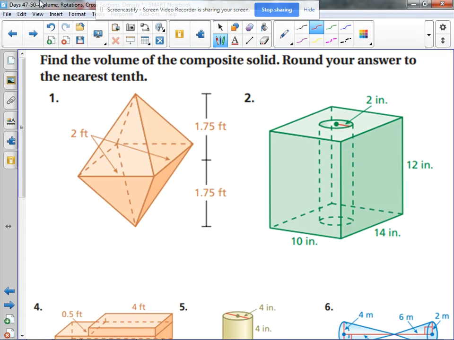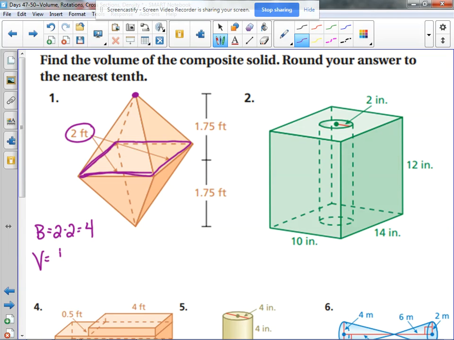Let's look at the right side of the paper there. Number one, we have two square pyramids put together. Okay, how do I know that they're square pyramids? Well, this is the base, and based on the way it's labeled, it's got 2 feet pointing to both those sides. So that's a square, and it comes to a point, so it's a pyramid. Okay, so let's find the area of the base. So 2 times 2 is 4. That's the area of the base.